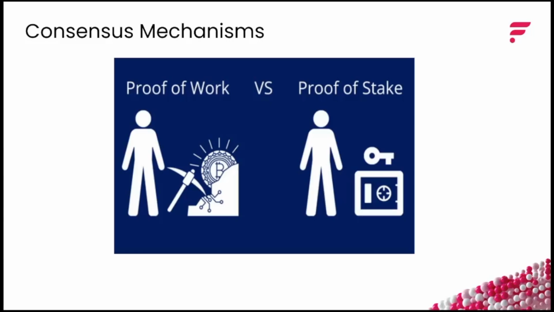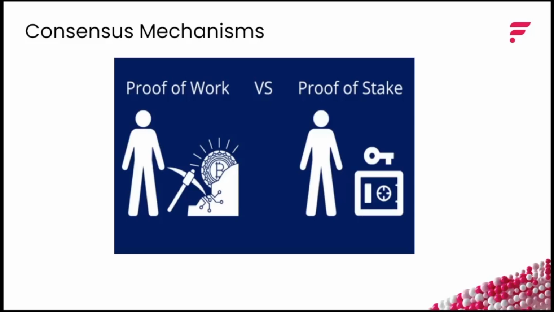In this mechanism, you have the nodes on the network, or the participants in the network. They're expending this computational power to solve complex puzzles. They're trying to find a hash of something. And the first one to do that would get to mine an additional block.